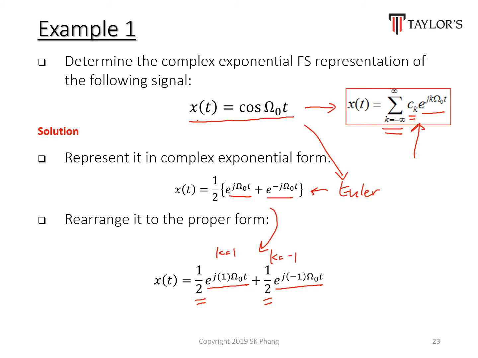You can also just use the formulas to find out what ck is. At the end, you should arrive at exactly the same answer. But this is the most straightforward example, where you don't really need to apply any formulas. Just use the Euler formula and you'll be able to find the answer.